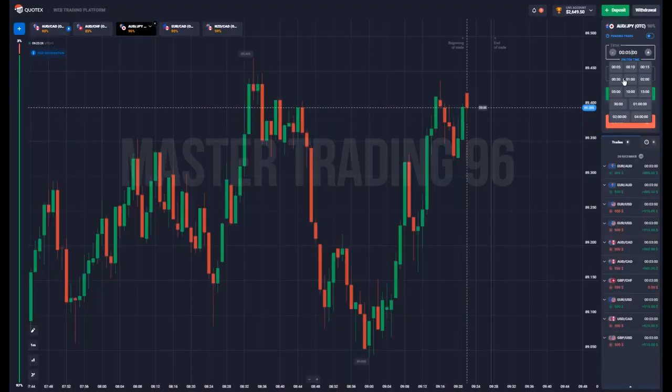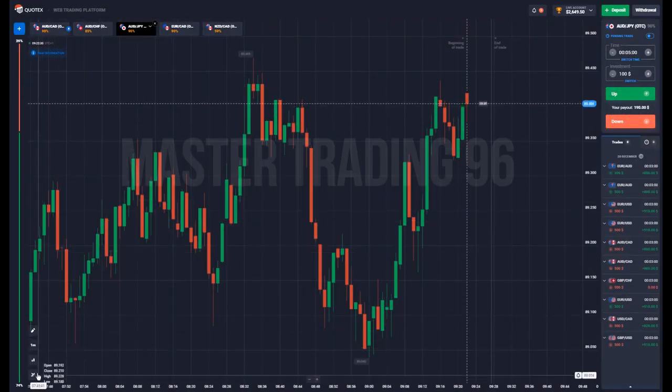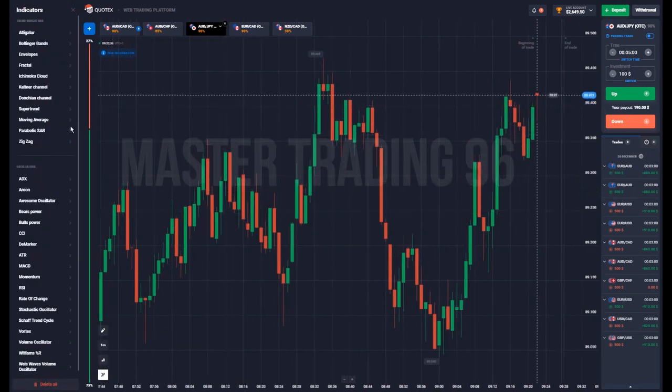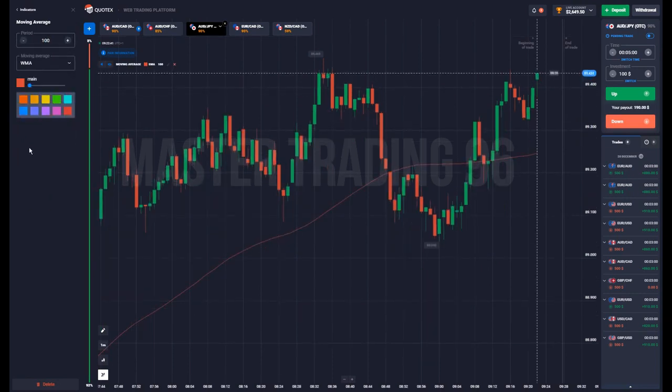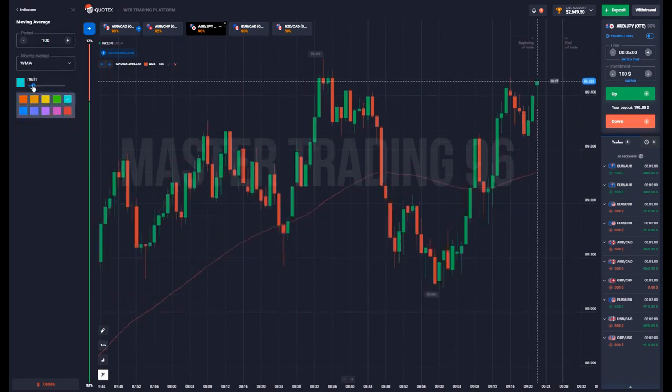First, you want to make sure your trade expiry time is 5 minutes and your candle time 1 minute. Add the moving average indicator to your 1 minute chart with period 100 and type WMA. Choose a good color and add line thickness.